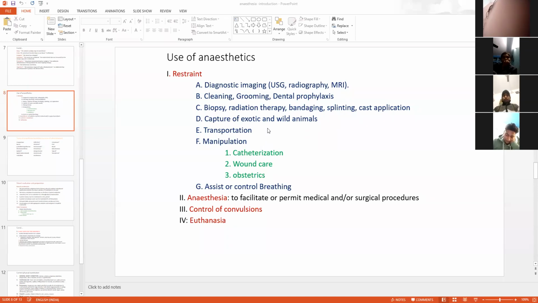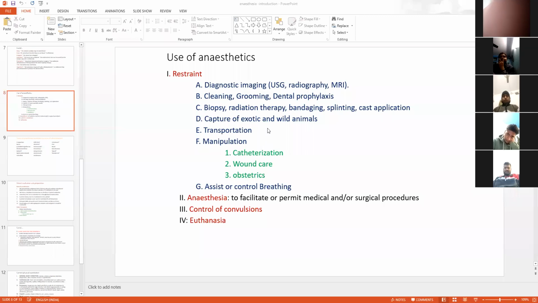So in the case of human beings, most dental surgical affections can be corrected by simply using local anesthetics, by a simple nerve block, even RCT, all of it. But in the case of animals, it is not possible to do any type of dental manipulation without using anesthesia. So the second use of anesthetics is cleaning, grooming and dental prophylaxis.